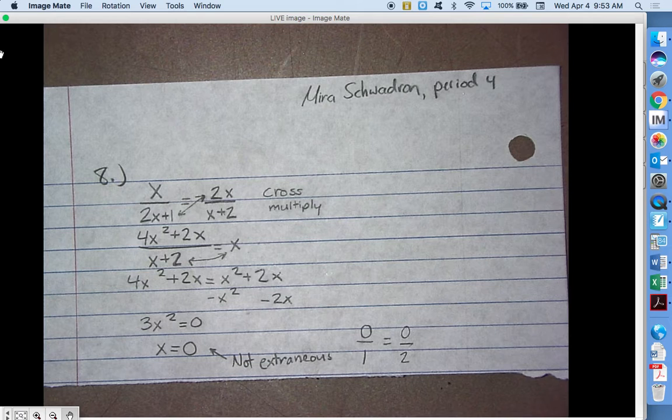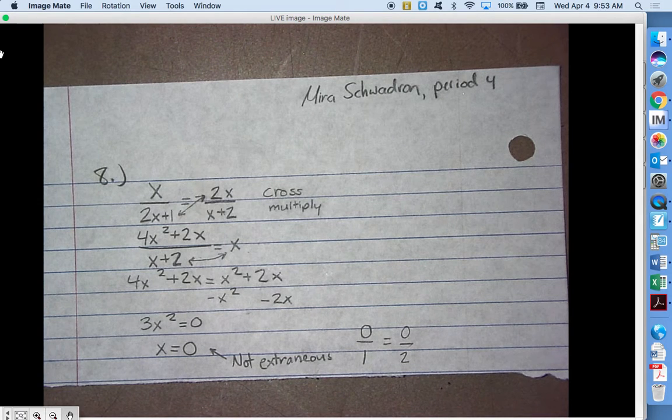I did number 8, and you were supposed to cross multiply and then check for extraneous solutions. So I cross multiplied the 2x plus 1 and 2x, and I got 4x squared plus 2x. And then I did the x plus 2, and I multiplied that by x. So I got 4x squared plus 2x equals the x squared plus 2x.